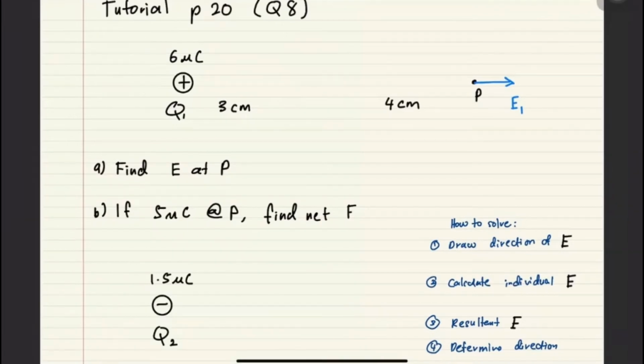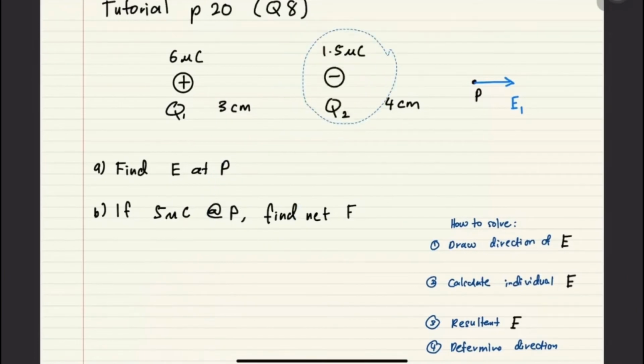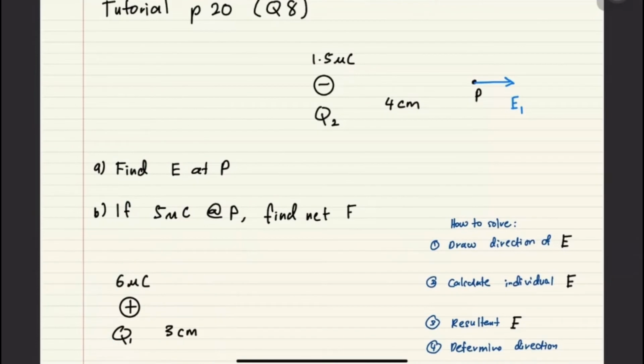Okay, now let's see the second one. I'm going to put it over here again and take this one out. Now, the electric field due to this charge at point P, which direction is it? Towards Q2, to the left. Yes, correct, very good. So it will be towards Q2, which is to the left. This is your E2.